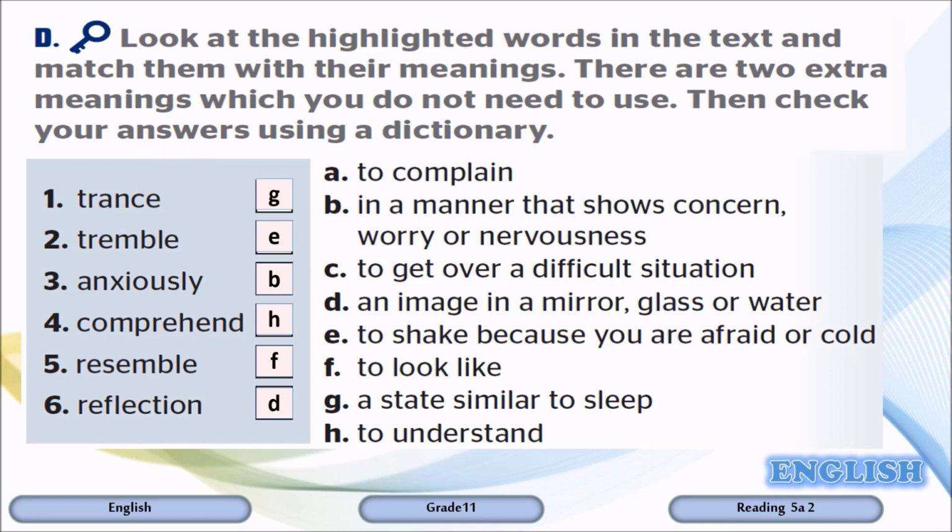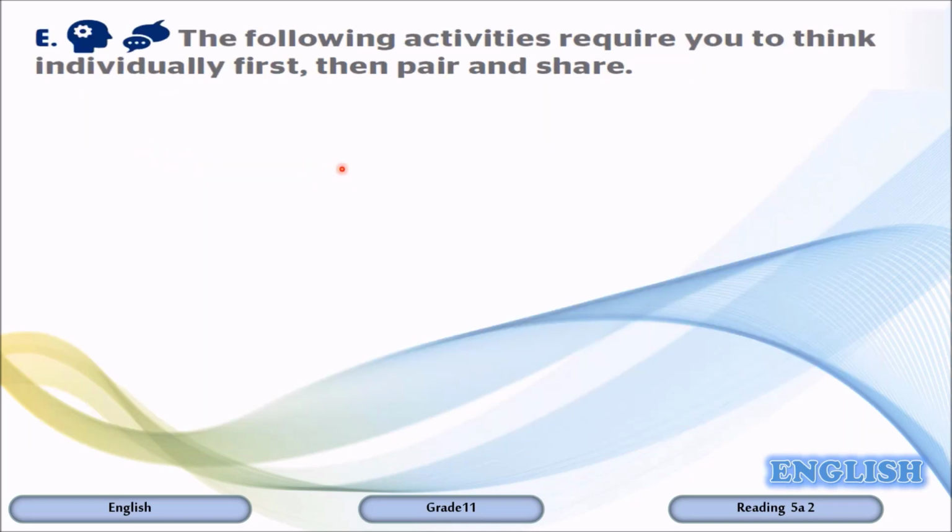Well done. Now let's do exercise E. In this exercise, you are required to think individually, alone, and then pair the answers. After reading the questions and finding out the answers in the text, pair the answers with your colleague or colleagues, and after that share the answers to the whole class.